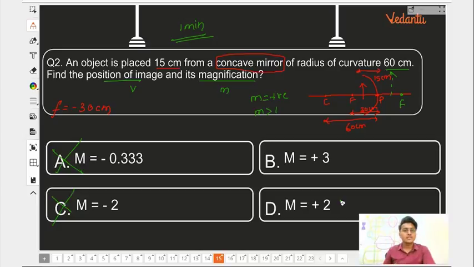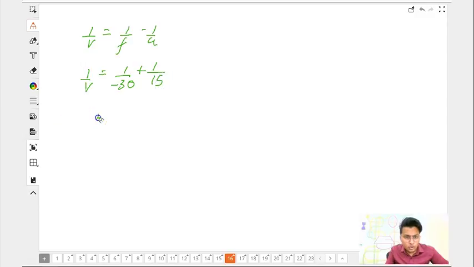Let's try to find out what the answer is. You just need to go and do what? Find out the image distance and you get to know the answer. The image distance will be what? 1 by v is equal to 1 by f minus 1 by u. So 1 by v will be equal to 1 by minus 30 minus 1 by u, which becomes positive 1 by 15. You must get the image distance as positive here, as you guys know, because it's on the RHS, correct? So image distance must be positive.